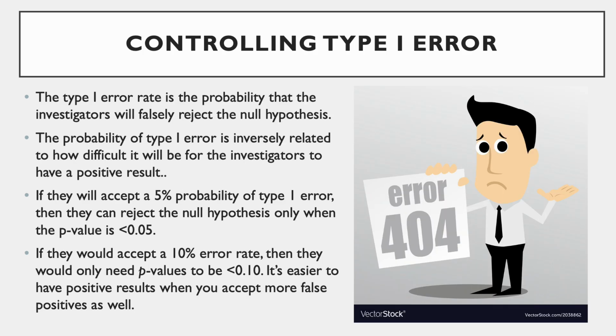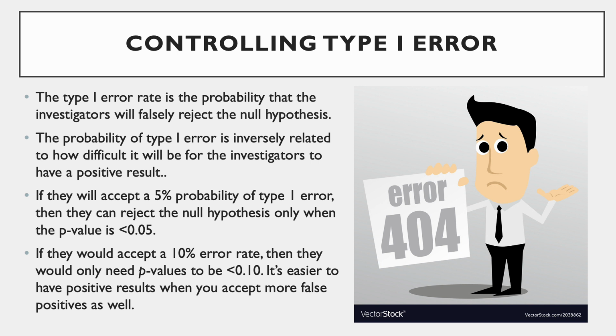So the type 1 error rate is the probability that the investigators will reject the null hypothesis when it's actually true. So this is a value that really only makes sense in situations where the null hypothesis is correct. When the investigators set the type 1 error probability, what they're also doing is determining how difficult it will be for them to find significance in their study.